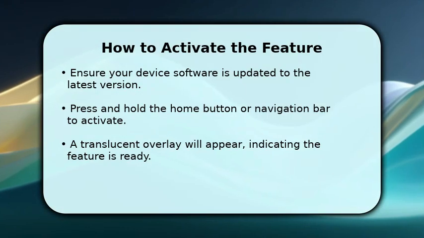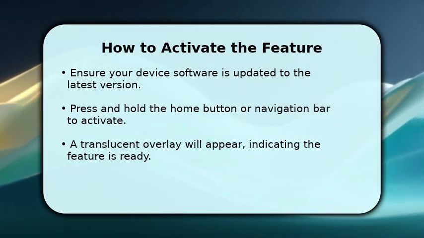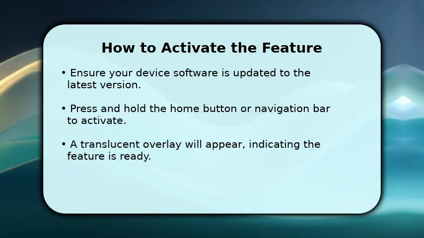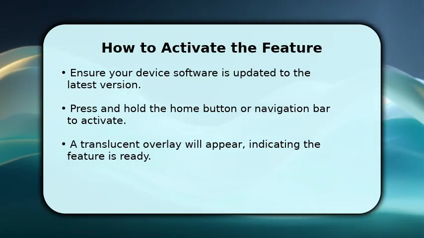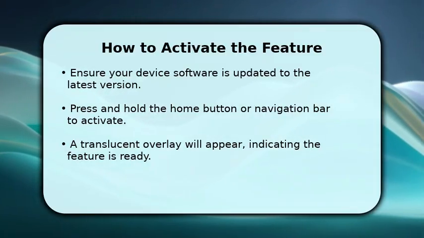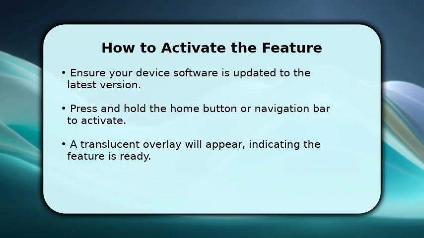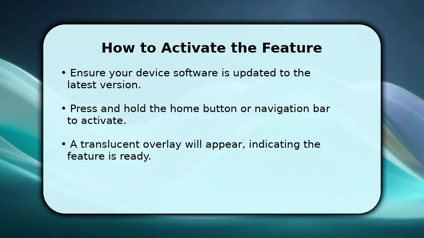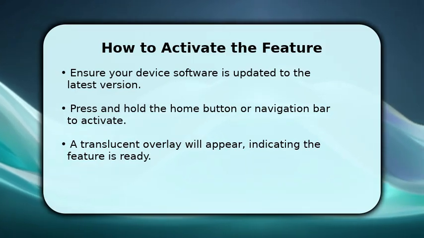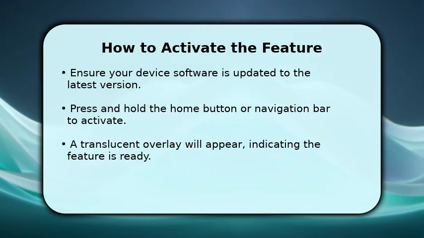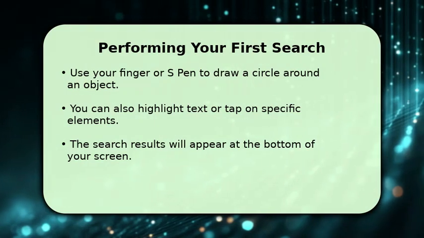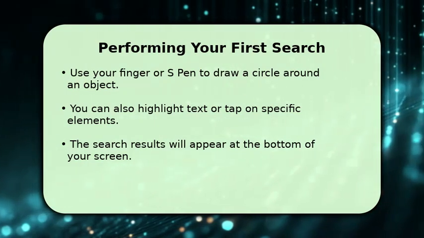To begin using Circle to Search, first ensure your Z Fold device has the latest software updates installed. Once updated, simply press and hold the Home button or the navigation bar at the bottom of your screen. You'll notice a translucent overlay appear, signaling that the feature is active and ready for your input. If you're using an S Pen, a quick press of its button while hovering over the screen can also activate this handy search tool.